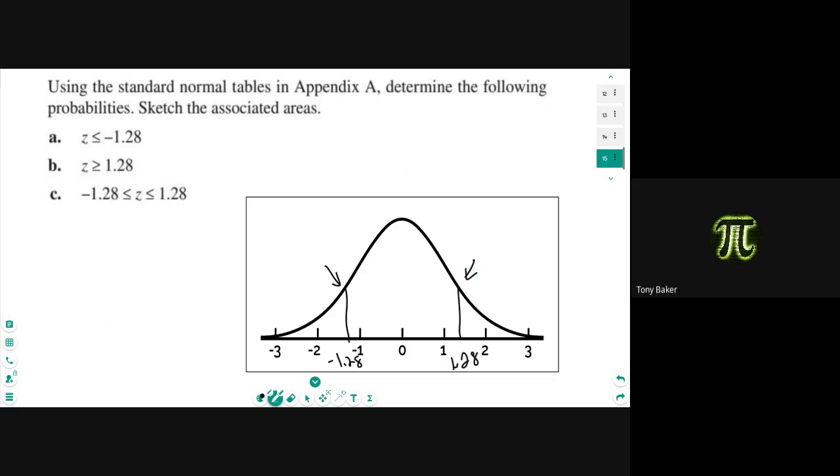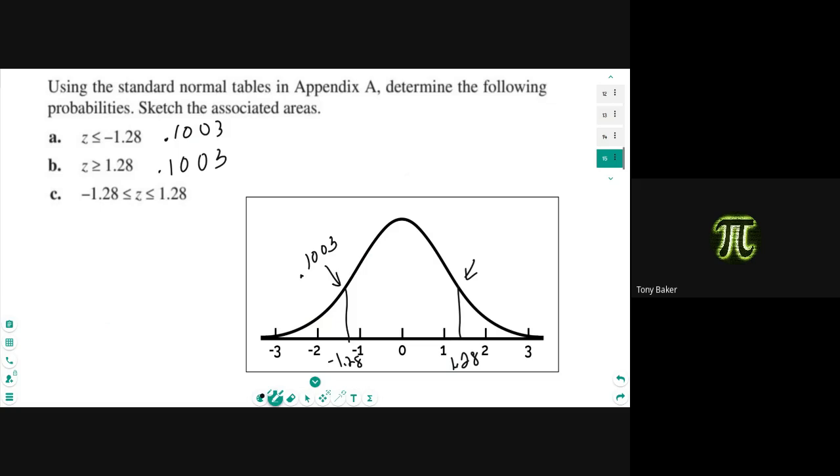So negative 1.28 is what? Good. So that would be that answer, right? Because that's less than. That's this value in here. That would be what less than is. What's greater than 1.28? Huh? Why? It is the exact same thing. The question is why?